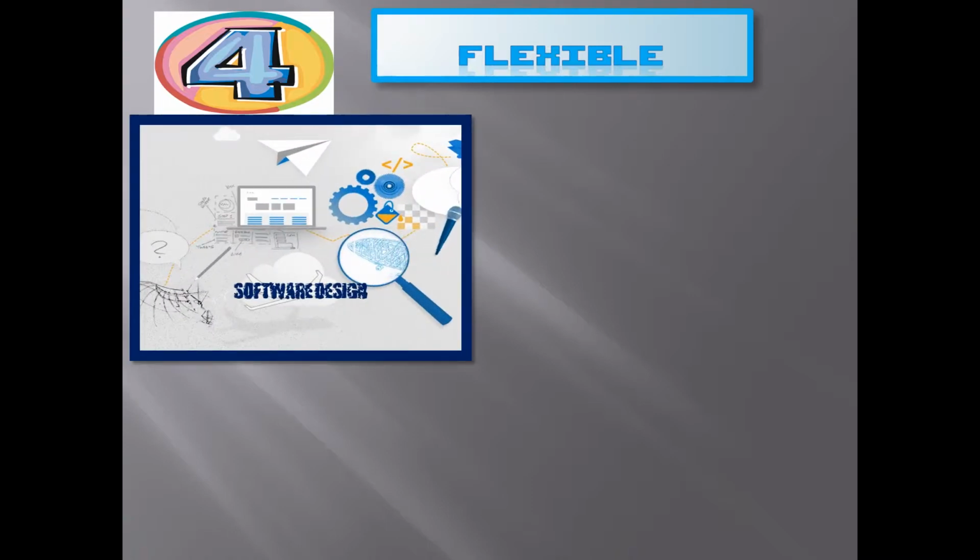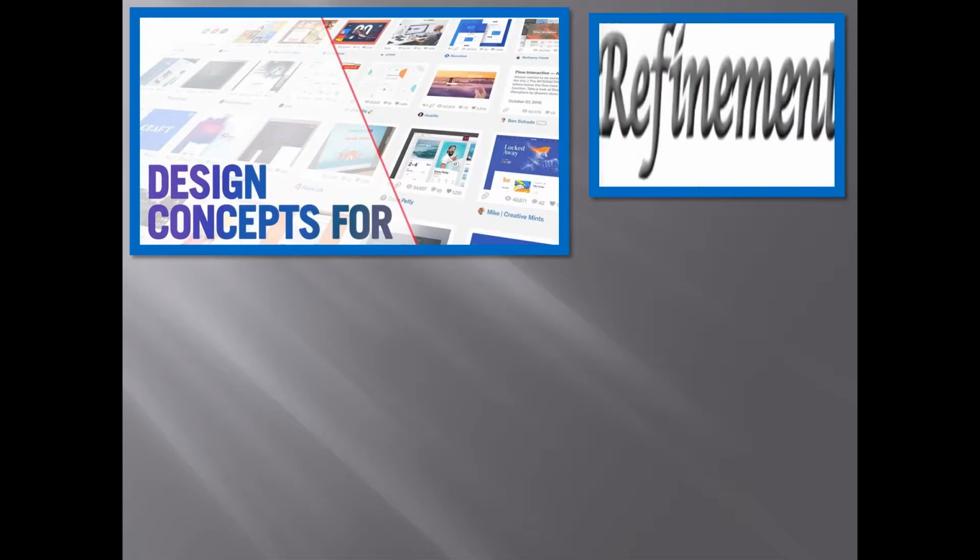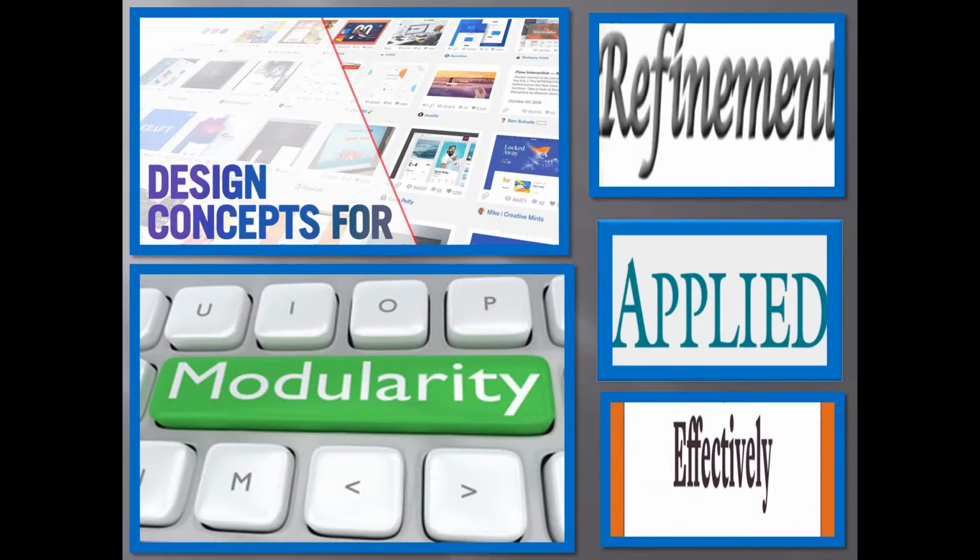Number 4. Software design should be flexible. It should be flexible enough to adapt changes easily. To achieve the flexibility, the basic design concepts such as abstraction, refinement, and modularity should be applied effectively.